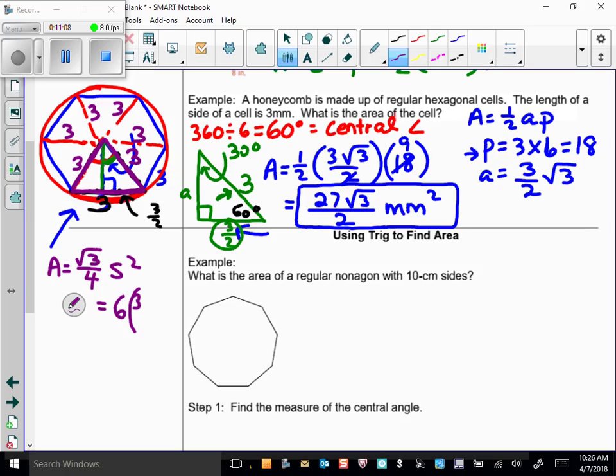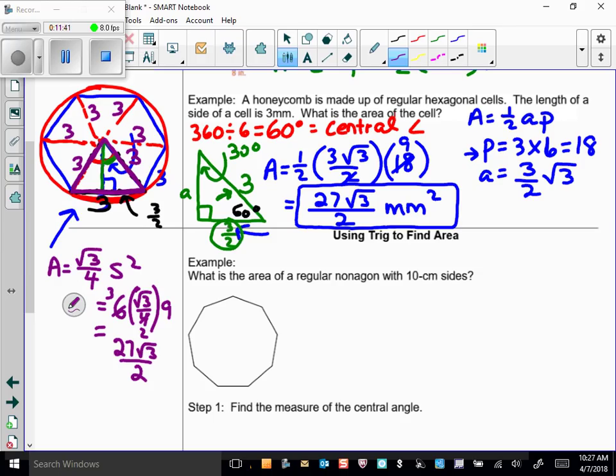So, square root of 3 over 6 times the square root of 3 over 4, and my side length is 3, right? So 3 squared would be 9, and then right away I would have gotten, let's see, 2 goes into that 3, 2 goes into that 2, that's 27 times the square root of 3 over 2. So look how much easier my work would have been.